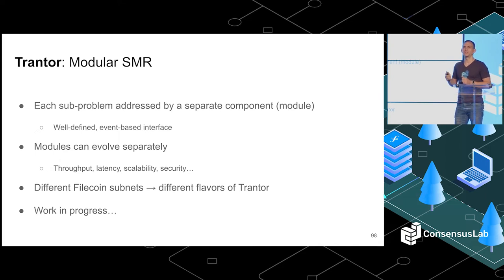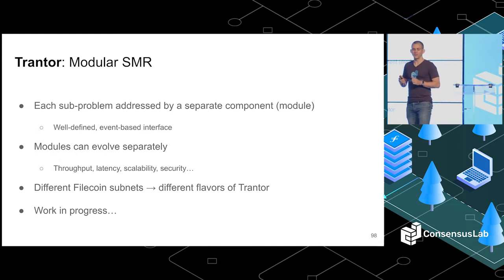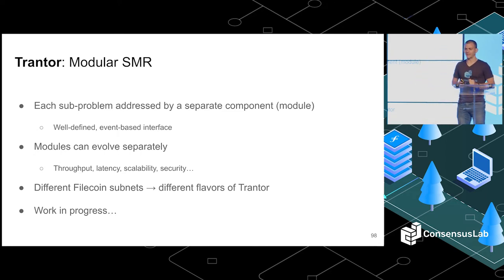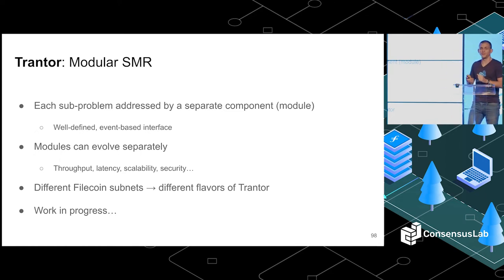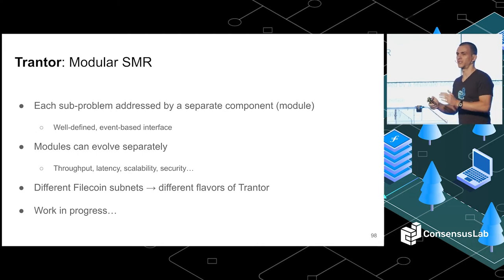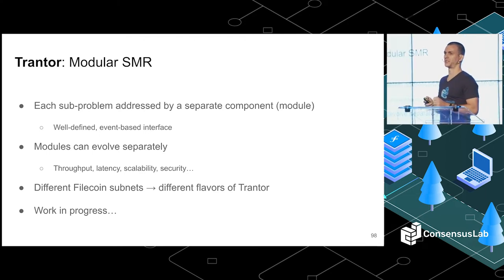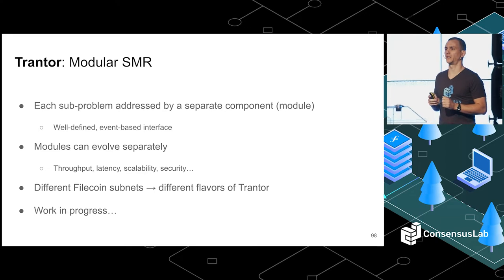So it's a modular state machine replication implementation. Each subproblem that I was mentioning before is addressed by a separate component that we call a module. And each of these modules is a well-defined entity that has a well-defined interface, that produces and consumes events, and the implementation of which can be created separately from the other modules. And if we see that in our system one module is actually the bottleneck for throughput of transactions, we can zoom into that module and see, okay, why doesn't this scale? Let's find some other better algorithm. Let's tune our implementation and plug it back into the system when we have improved it, and then some other part will become the bottleneck.